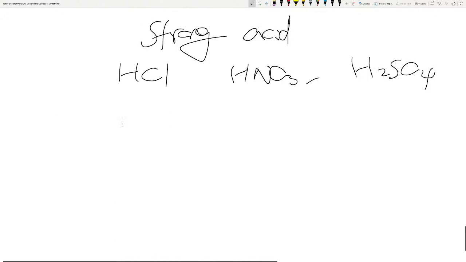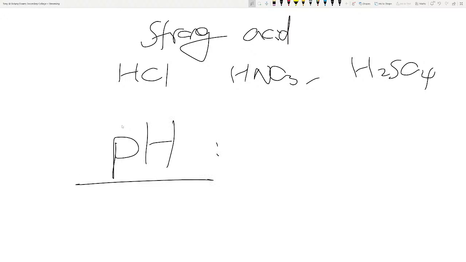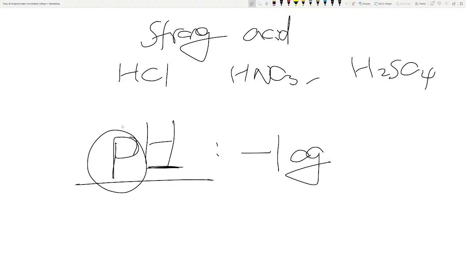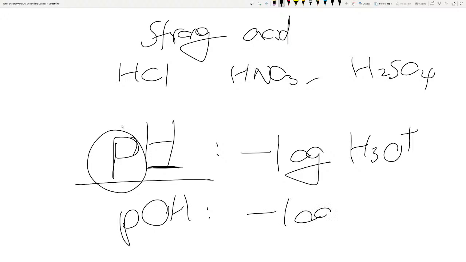Graphite's not brittle. How do you calculate pOH? How do you calculate pH? Remember, pH just means potential of hydronium, and potential in chemistry is just negative log. So how do we do pOH? It's just negative log of OH minus.